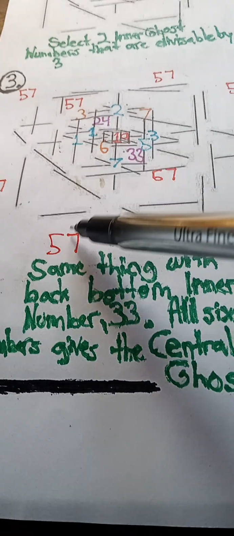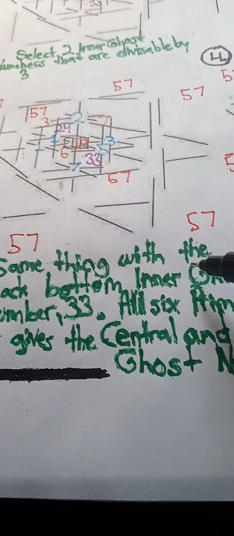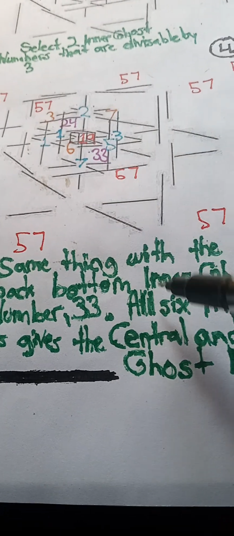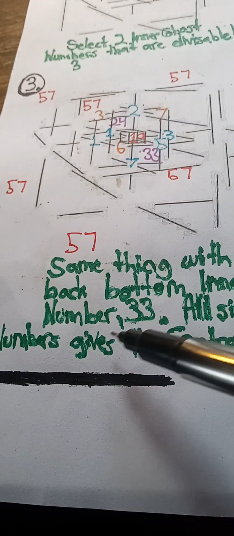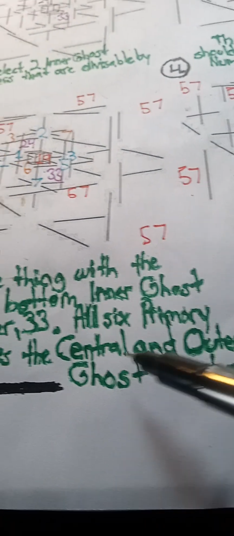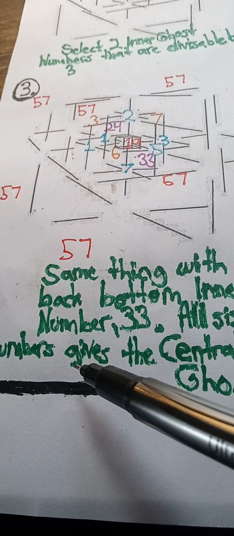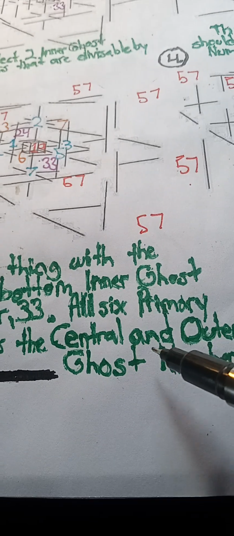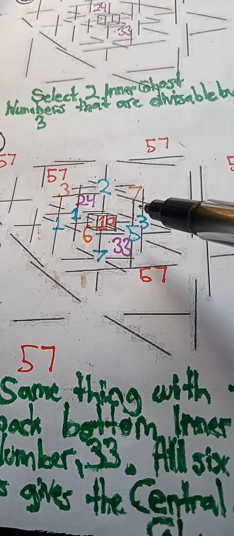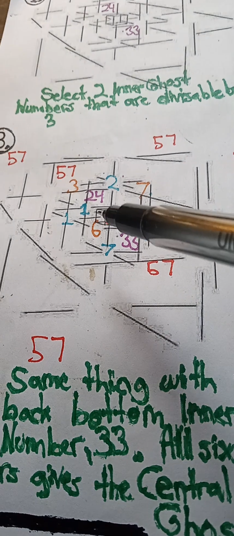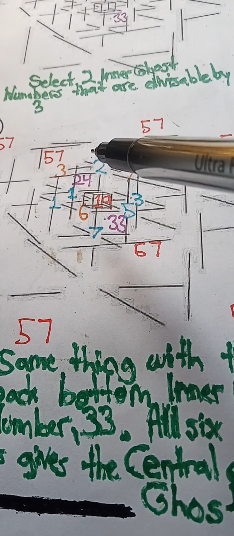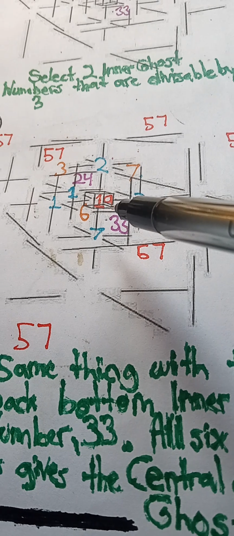Okay, same thing for the back bottom inner ghost number 33, purple. All 6 primary numbers give the central and outer ghost numbers. Since you have all the primary numbers in place now, when you add them together, 5 and 1, 1 and 3, 2 and 7, they all give 19.